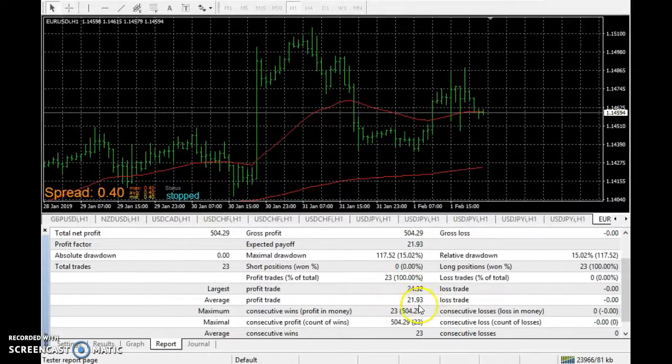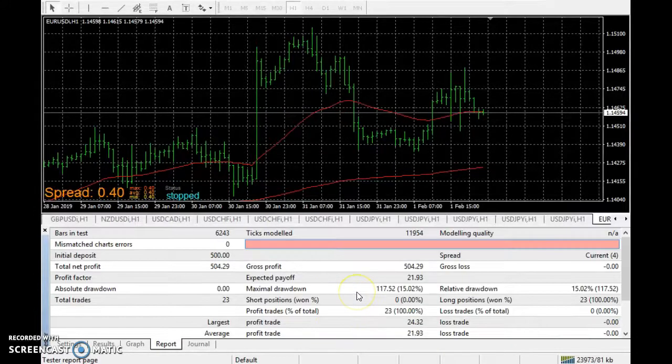$21 average profit per trade, with $24. You know, you've got fees that it does have to pay. The spread was 40 cents. So this is the results, you guys.